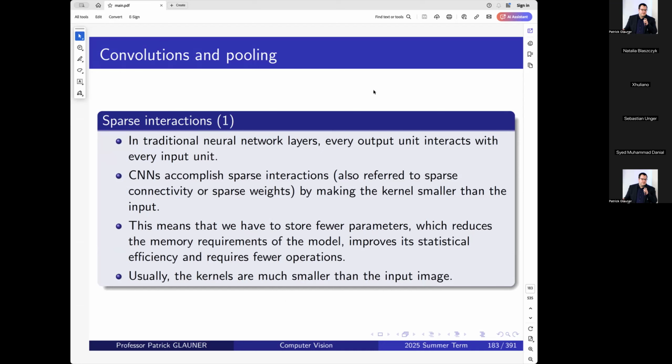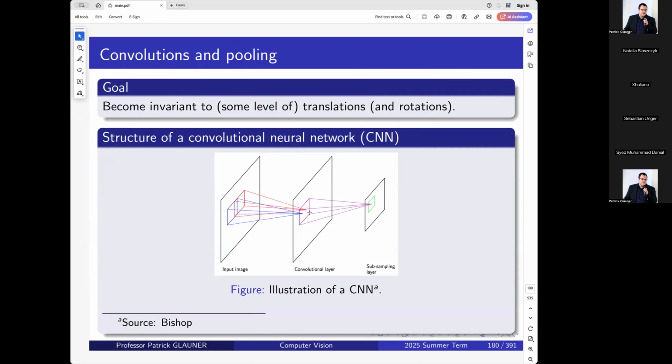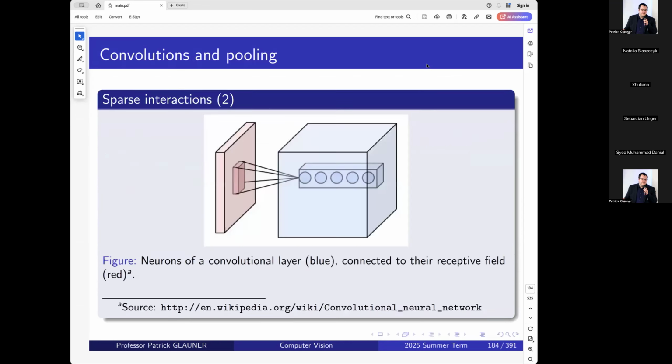And this helps us to make these kernels smaller because we have lots of these kernels or convolutions that look at different parts of the image. And that means we have to store fewer parameters, reduces the memory requirements and training time, but also leads to statistical efficiency. And the kernels are usually much smaller than the image. So these pieces here are much smaller than the actual image. This is a kernel that looks at a piece of the image. They don't look at the whole image. And this is a notation that is also quite common in the literature.